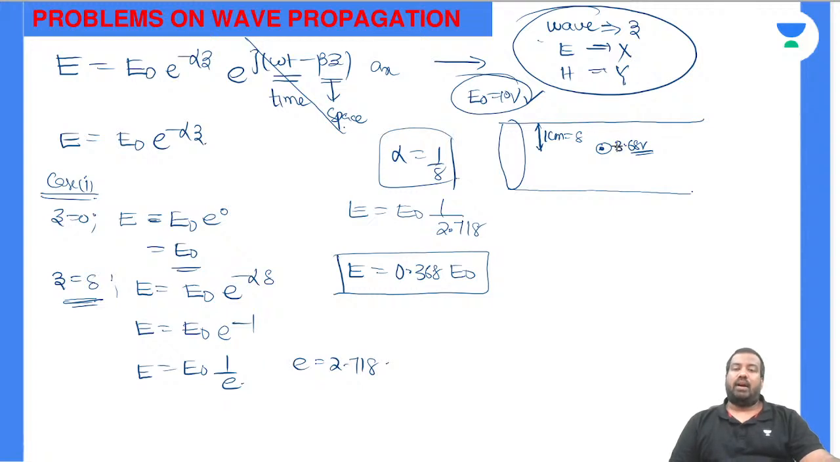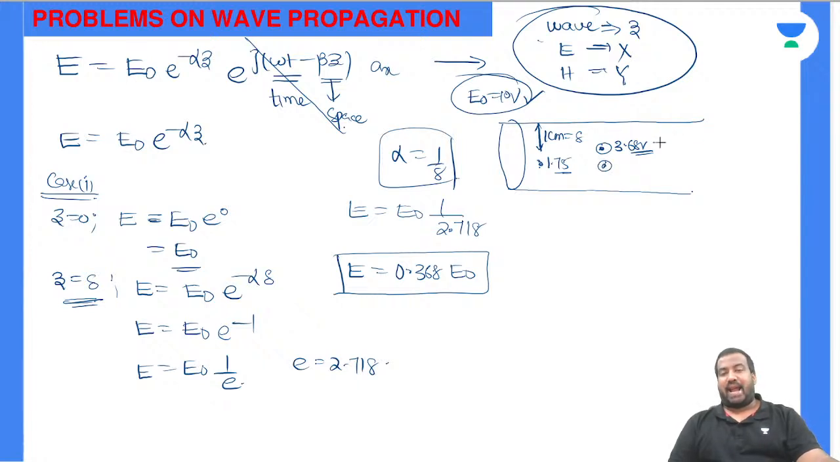So 10 volt will become 3.68. How much has it reduced? Almost 62%. 62 or 63% reduced. It has travelled 1 centimeter, 63%. So approximately at 1.75 centimeter, what happens? The amplitude will become 0.